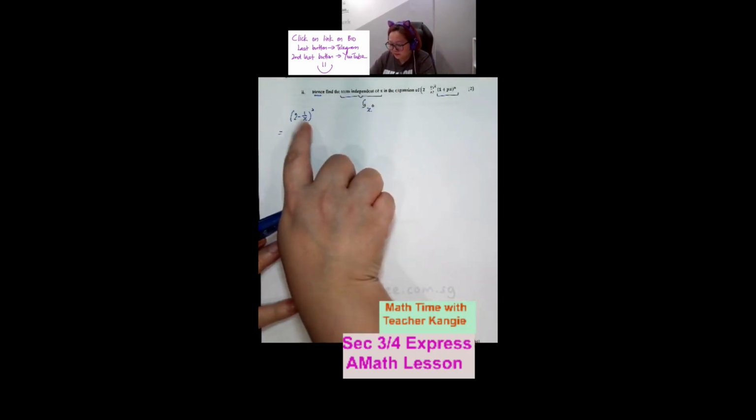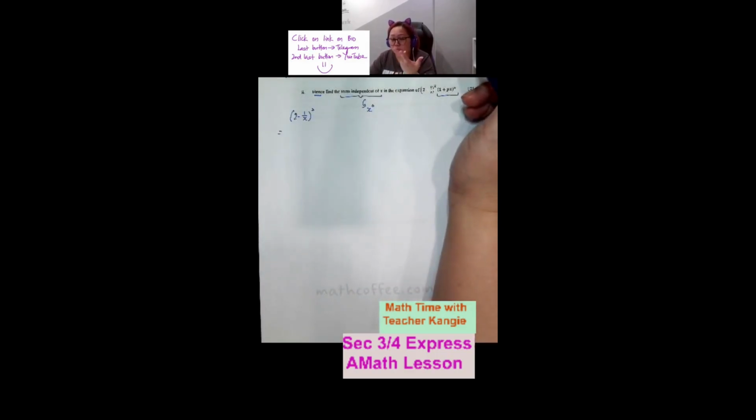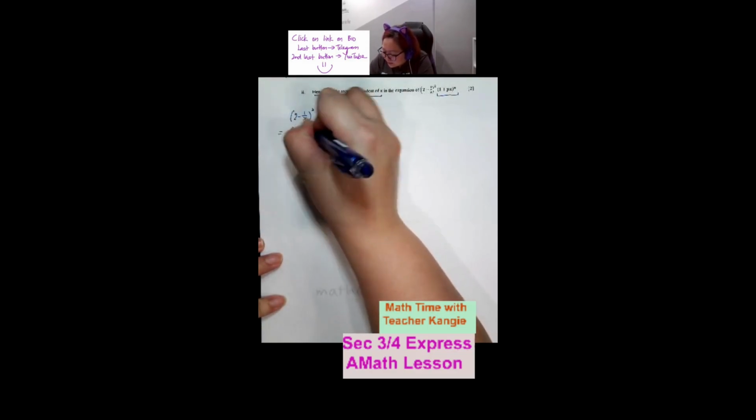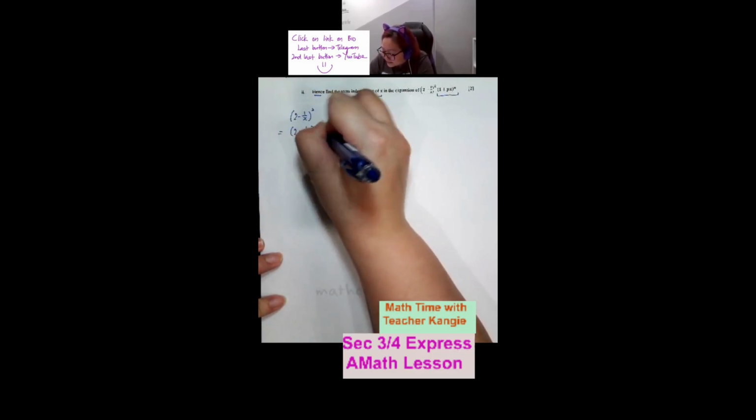Okay, so this I have to rainbow this. You either use the a minus b square formula, or you can just rainbow it manually. Okay, so I'm going to just do it manually. So this means that I will have the 2 brackets exactly the same.